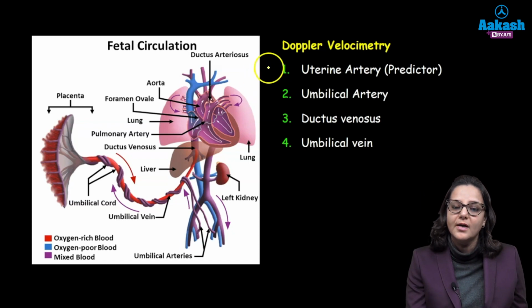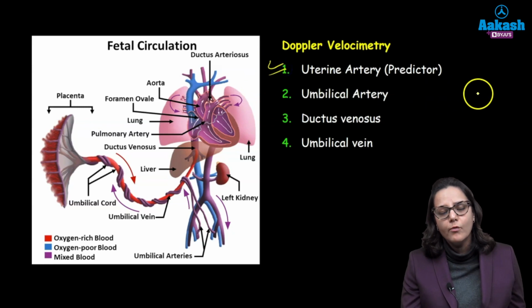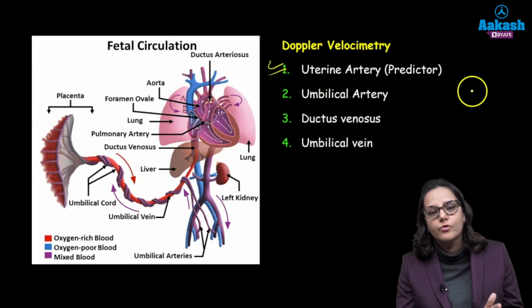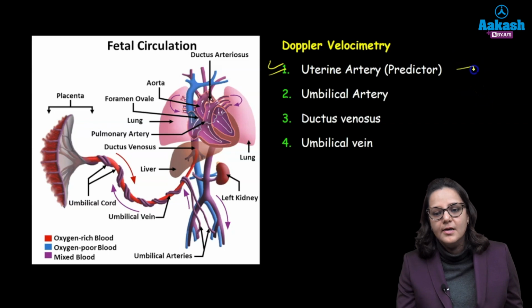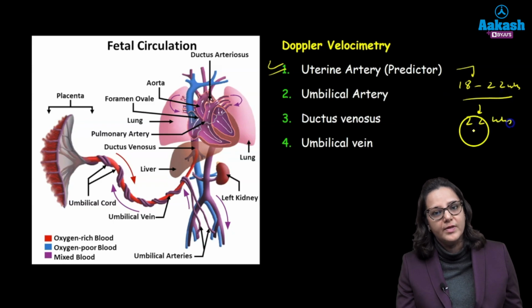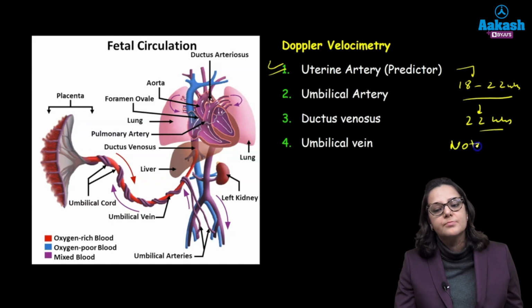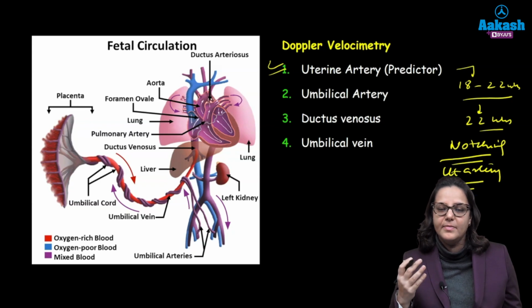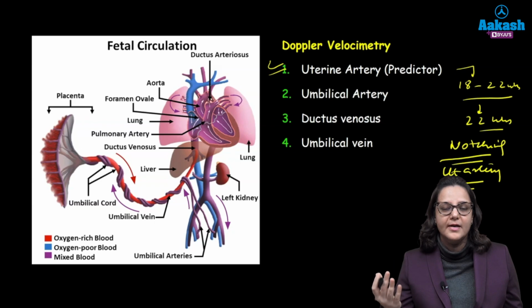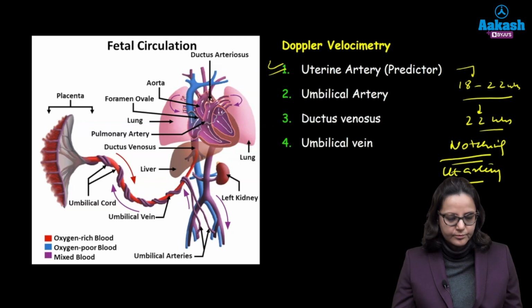Alright, so uterine artery is a predictor. By what time should the spiral artery trophoblastic invasion get completed? It completes by 18 to 22 weeks. So if after 22 weeks there is notching of the uterine artery, it means that there can be IUGR or preeclampsia or hypertension later on in the pregnancy.